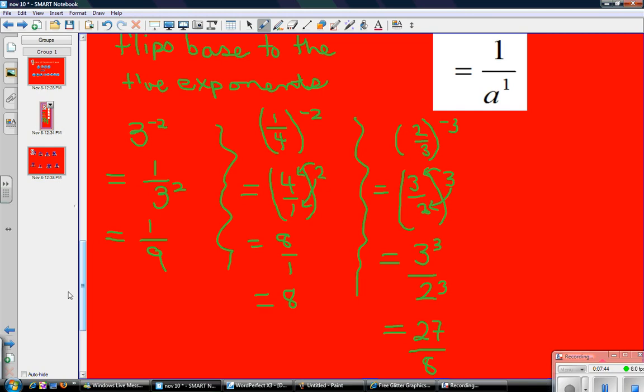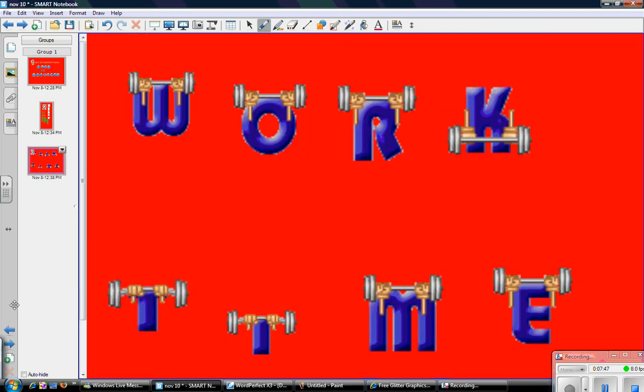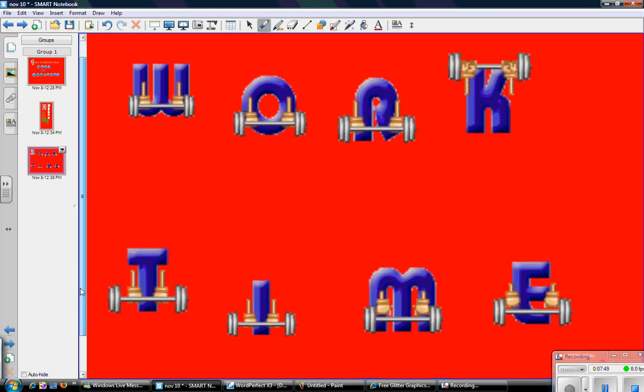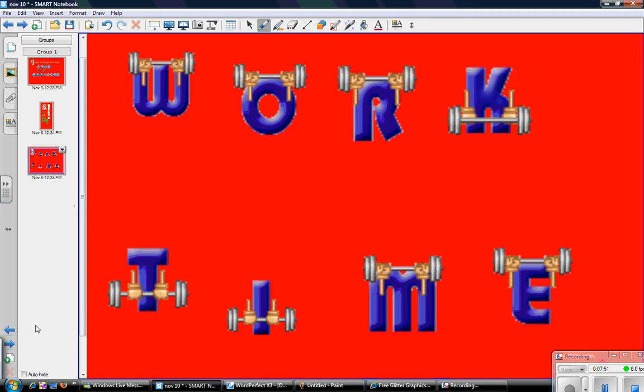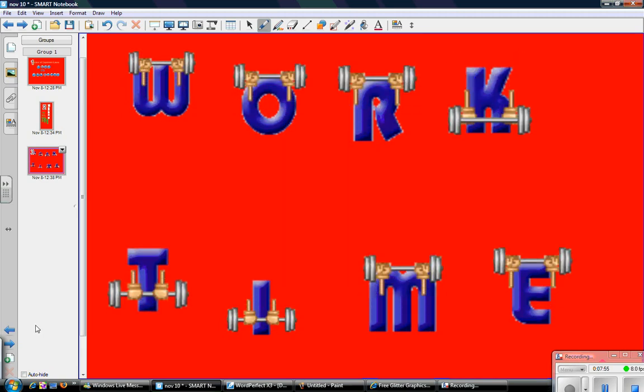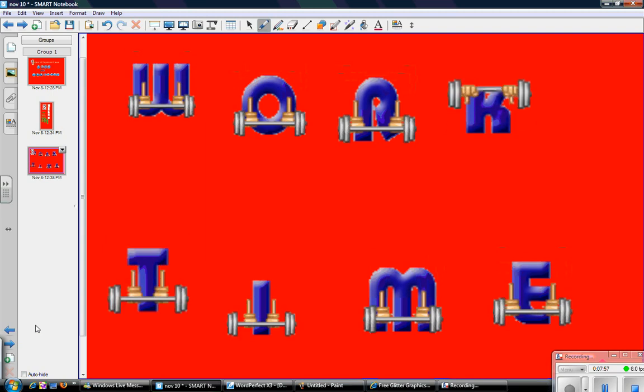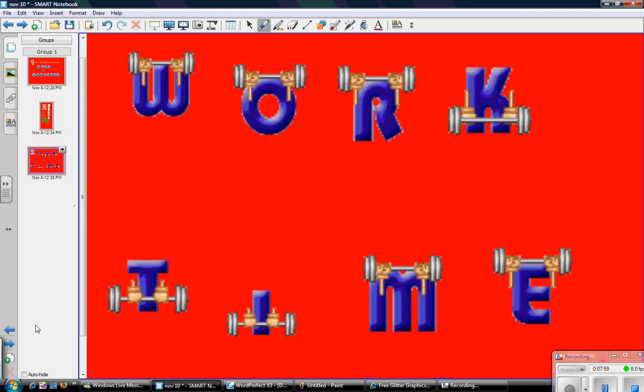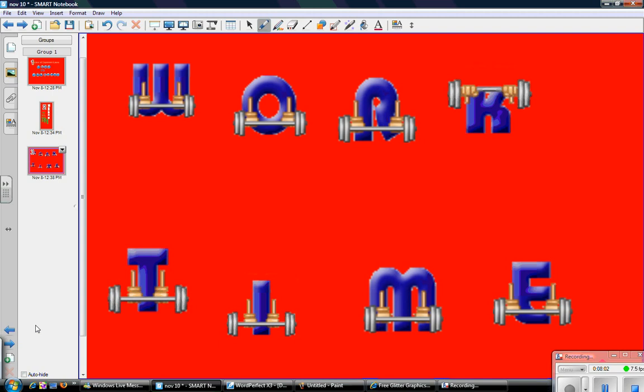So that is a review of our exponent laws, and what you're going to be doing for the remainder of the class is working on some worksheets as well as some work from your textbook. Remember, this is your opportunity to get help. We won't be looking at this again until we review for exams.